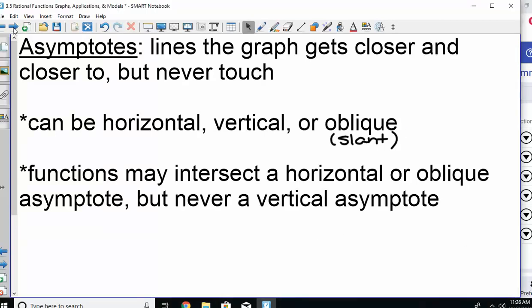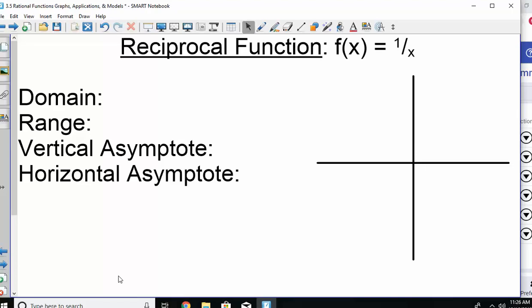So I want to graph a function. We've talked about a lot of parent functions. Let's talk about the reciprocal function real quick. Reciprocal function is 1 over x. So if I wanted to graph this without a graphing calculator, we could make a t-chart, right? That's our strategy that we always use.